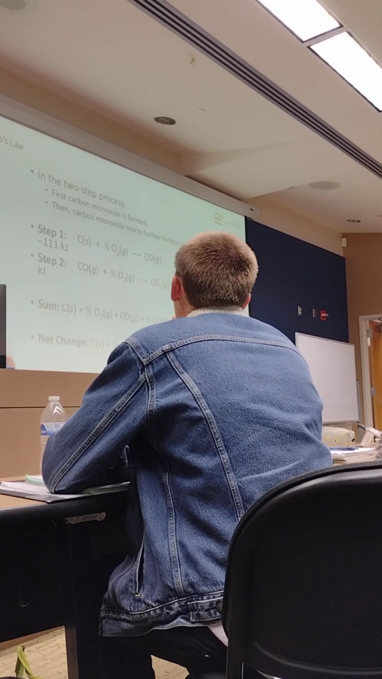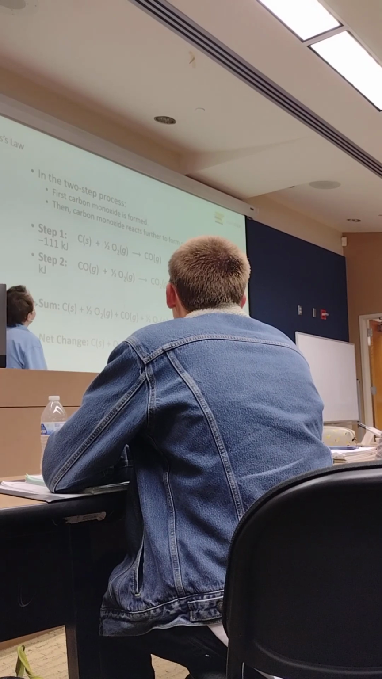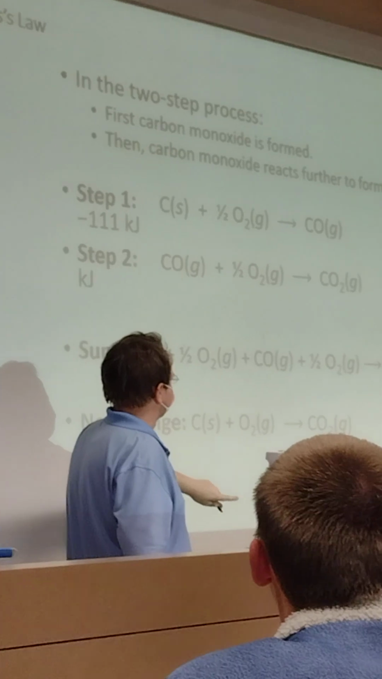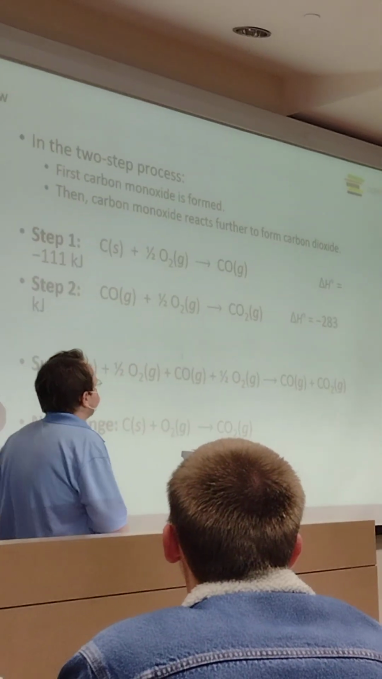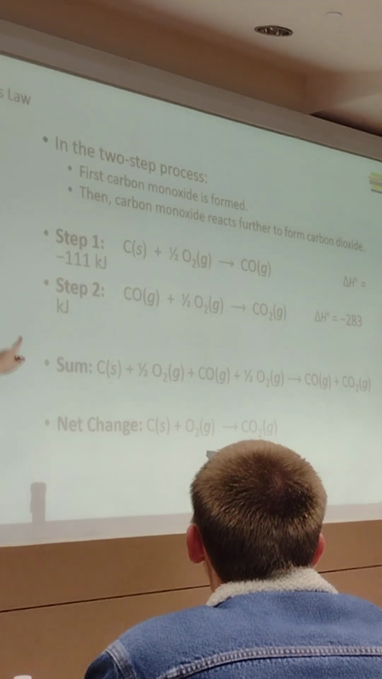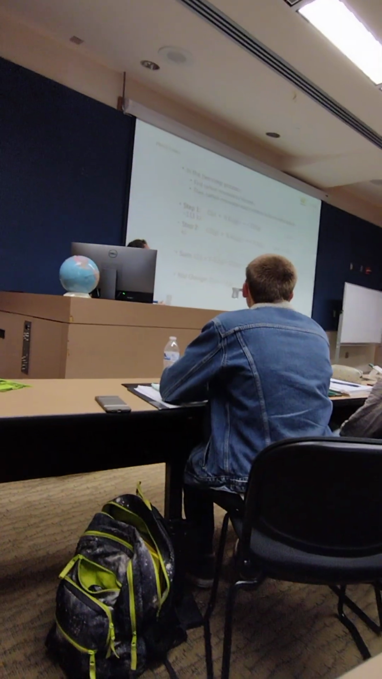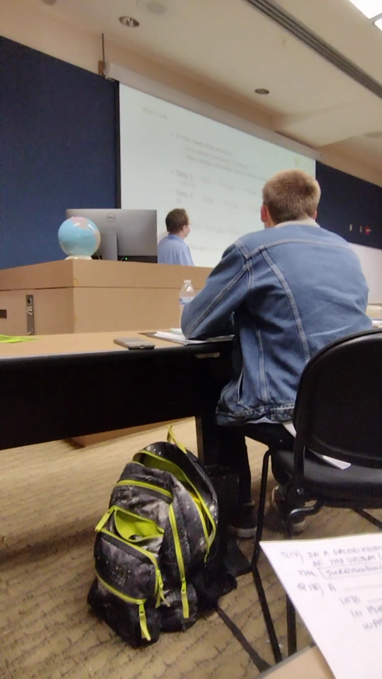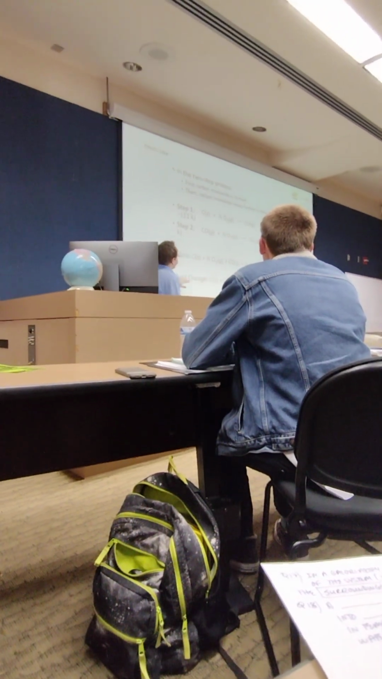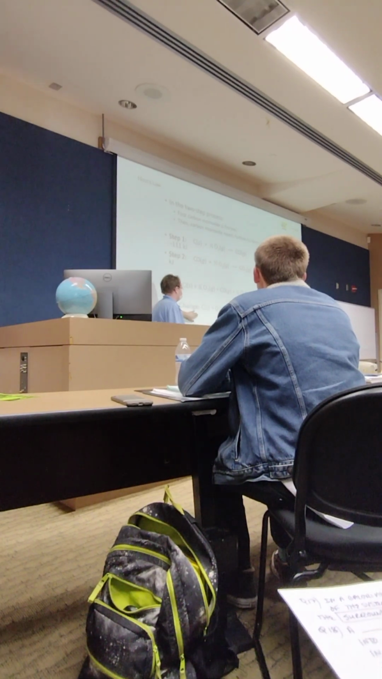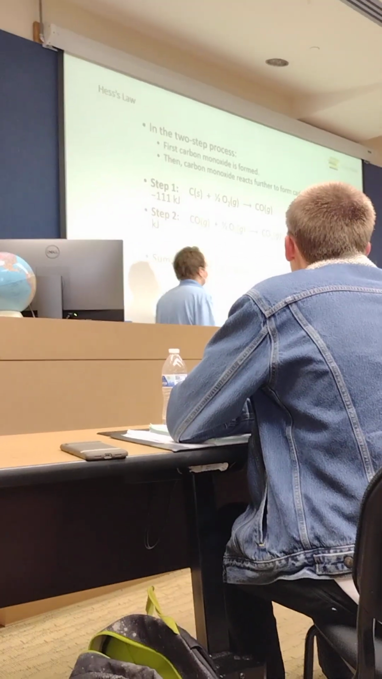If I were to add those two reactions together, you'll notice I get 1 carbon solid, which matches this. 2 half oxygens add together to give me 1 oxygen. There's a carbon monoxide on the product side, and there's a carbon monoxide on the reactant side of step 2. So I can cancel those out, because step 1 makes the carbon monoxide, step 2 uses it up. So if I add these two reactions together, I get a net reaction, which is carbon solid plus oxygen gas makes CO2 gas.